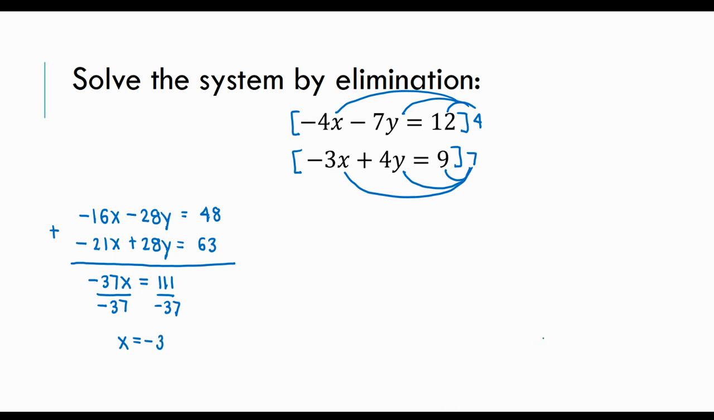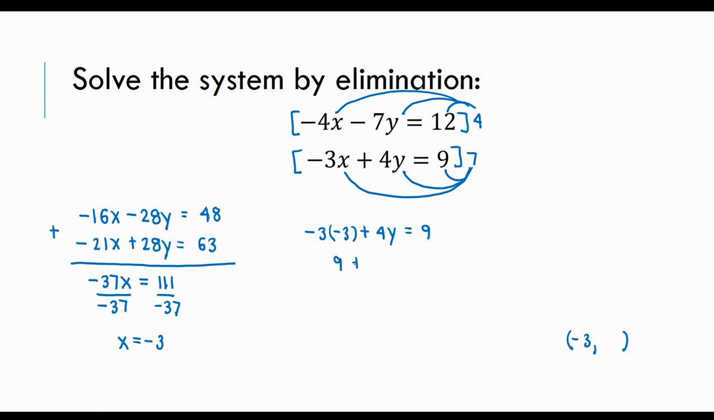So once again, that's not my final answer. It needs to be an ordered pair. In an ordered pair, x goes first. So now we just have to figure out the y. I'm going to go back to one of my original equations. If I have to solve for y, it looks like the bottom equation might be fastest just because, once again, I like to go back towards the variables that are already positive. So I'm going to have 3 times negative 3, because that was what x is, plus 4 times y equals 9.